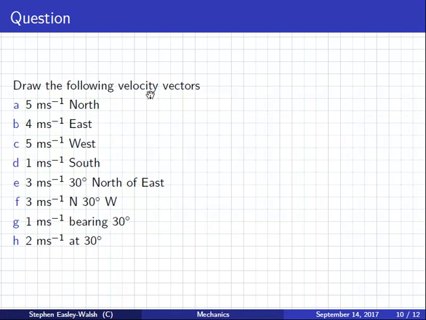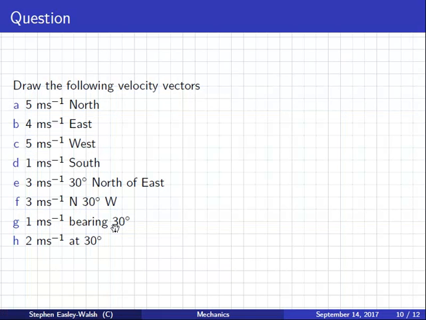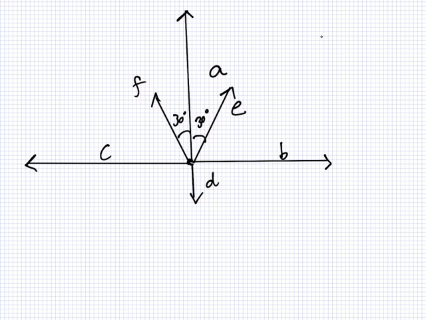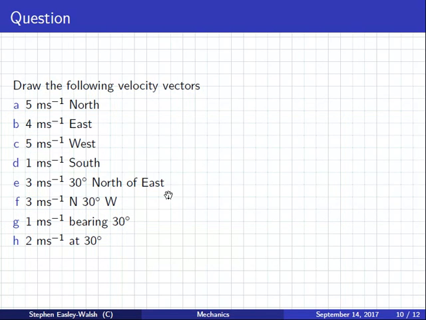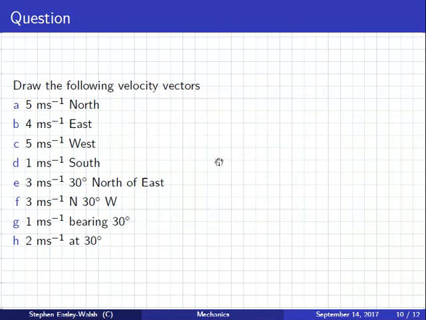Right, now, what about this word? 1 meter per second, bearing 30 degrees. Does anyone know this one, bearing? When you use it like this, it means start at the north and go 30 with the clock. So bearing measures it from the top around like this. So it's actually the same as the earlier one, except it's shorter. So I'll just use a different color. It'll be like here. This is G.